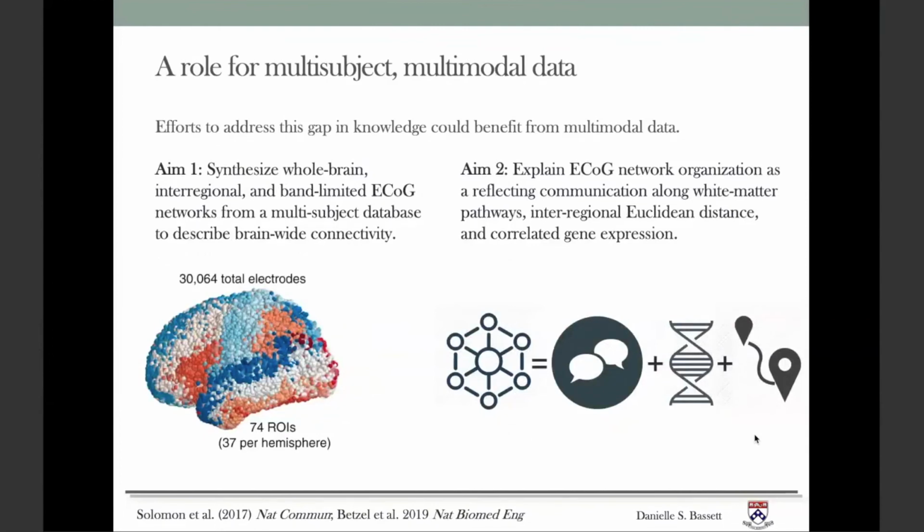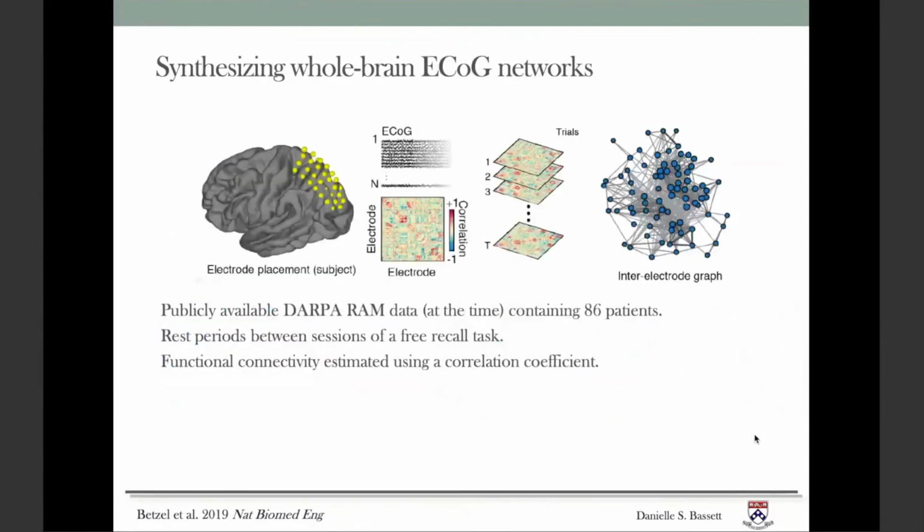And then our second aim was to explain electrocorticography network organization as reflecting communication along white matter pathways, potentially being modulated by interregional Euclidean distance between different areas, and being explained to some degree by correlated gene expression. And so I'm going to use these little icons here throughout the next little bit. So here is the functional connectivity of ECOG. We're going to ask whether it can be explained by patterns of communication across white matter, patterns of gene co-expression, and then Euclidean distance between two different regions. Okay, but I'm going to start with aim one first, and that is to synthesize whole brain ECOG networks.